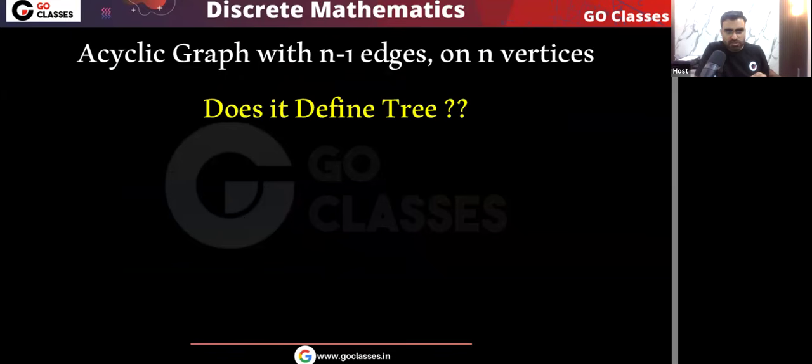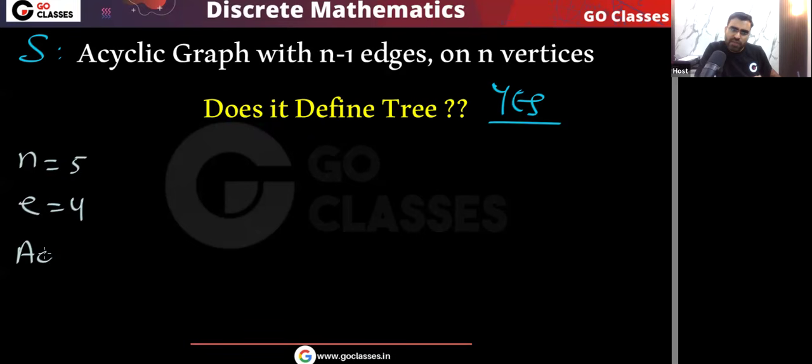Tell me the answer for this question. Acyclic graph with n minus 1 edges. Is this the definition of tree? So this is the statement S. Is this the definition of tree? The answer is yes. Again, the same thing you do. You take 5 vertices, and n minus 1 edges means the number of edges is 4, and the graph must be acyclic. The graph must be acyclic.